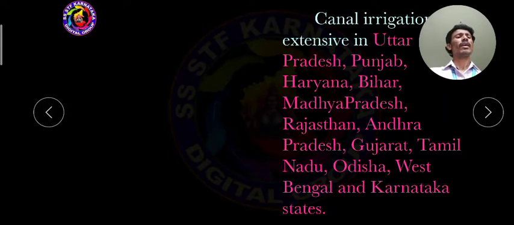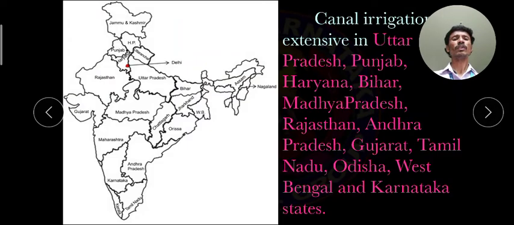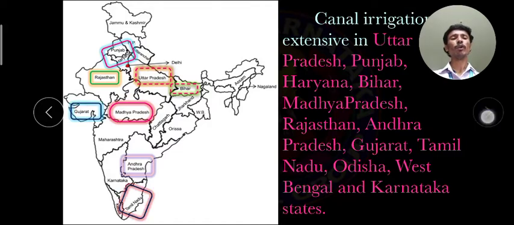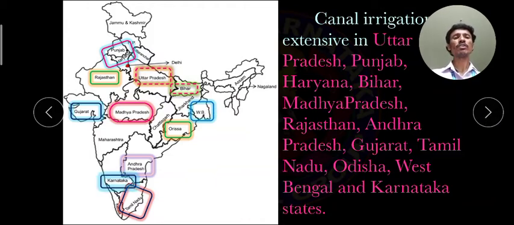Then canal irrigation is extensive in India, where the country largely practices canal irrigation. Uttar Pradesh, Punjab, Haryana, Bihar, Madhya Pradesh, Rajasthan, Andhra Pradesh, Gujarat, Tamil Nadu, Odisha, West Bengal and Karnataka are the states that largely benefit from canal irrigation. So these are all very important states that extensively use canal irrigation.